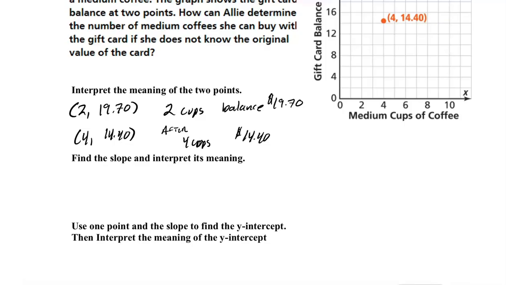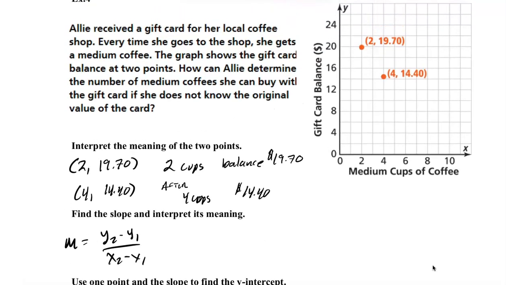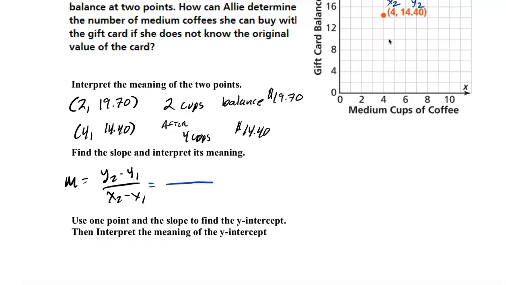Okay, so to find the slope, we're going to use our slope equation. Rise over run is not going to work too great with decimals, so let's use our slope equation to get a nice answer. y2 minus y1 over x2 minus x1. Remember, it doesn't matter which one's x1 or y1, as long as you keep it consistent. We're going to say that's x1, this will be x2 and y2. As long as you have one x and one y for each point, and you keep it consistent, no issue which one's which. So for us, it's going to be (14.40, 4) minus (19.70, 2). That's going to get me negative 5.30 over 2, which in decimals is negative 2.65.